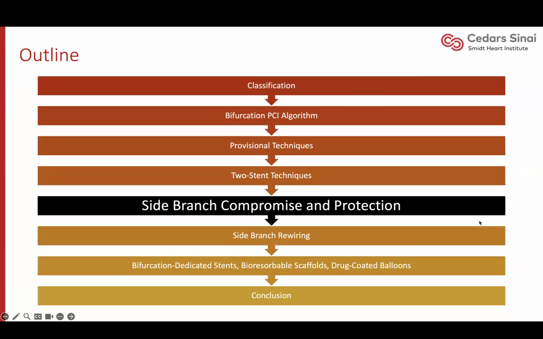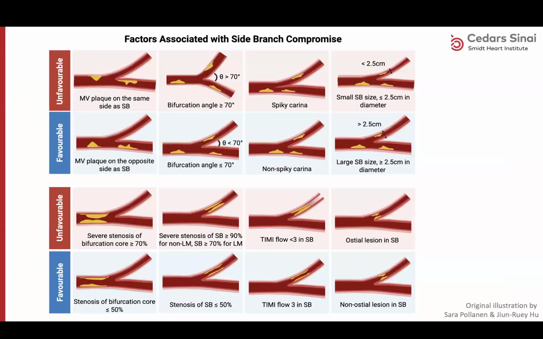Now that we have a very thorough understanding of the step-by-step for each of the different techniques, I want to talk about some considerations for side branch compromise and protection. In this illustration, I wanted to show you that there are several important anatomic and procedural risk factors that predict when the side branch may be at risk of compromise.